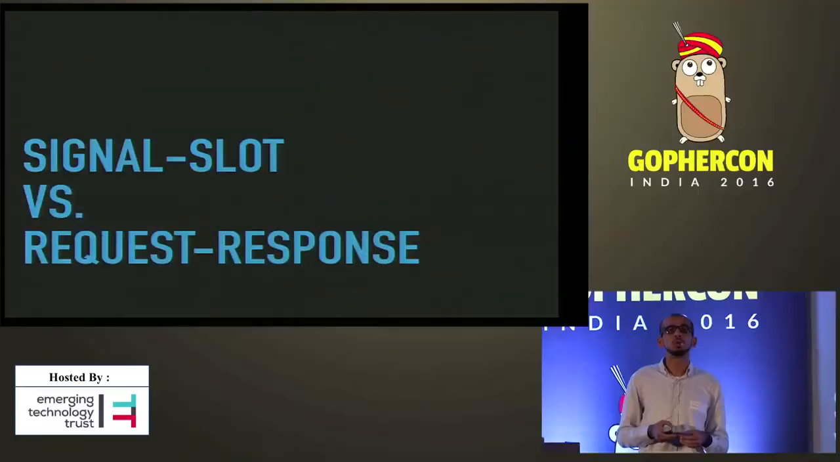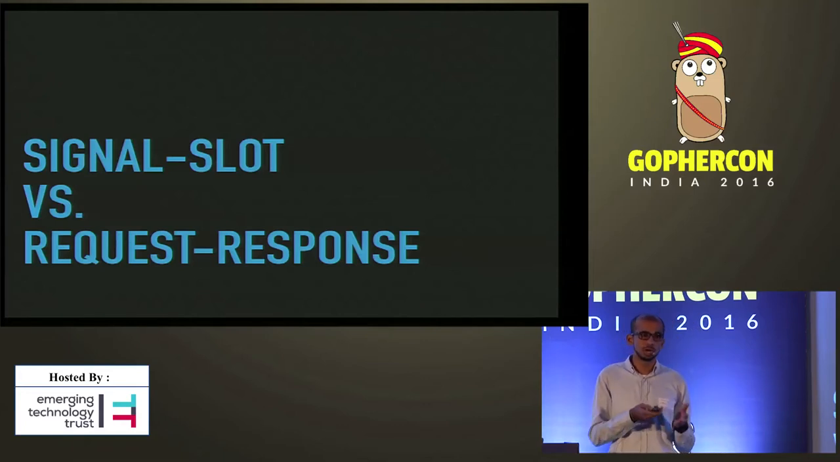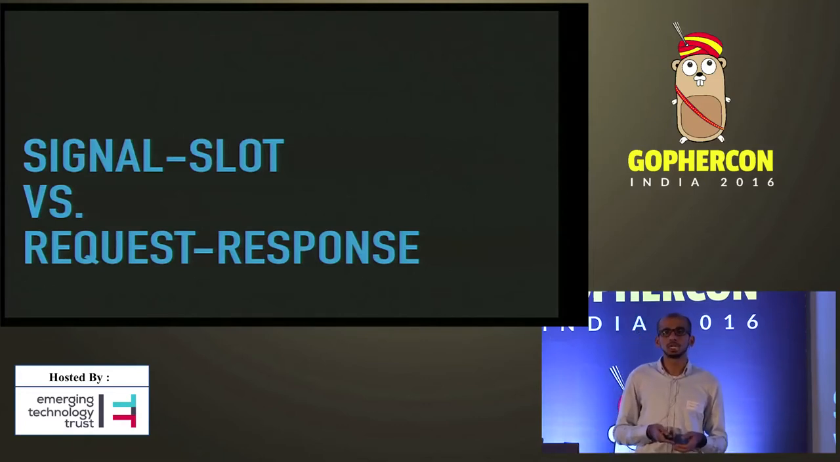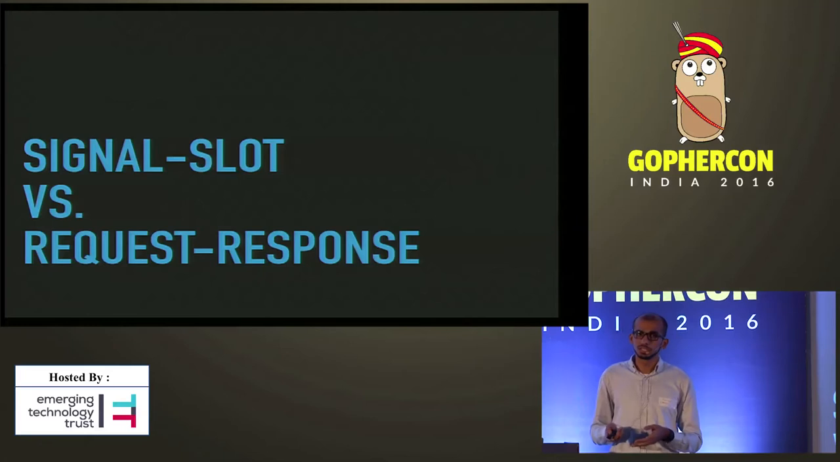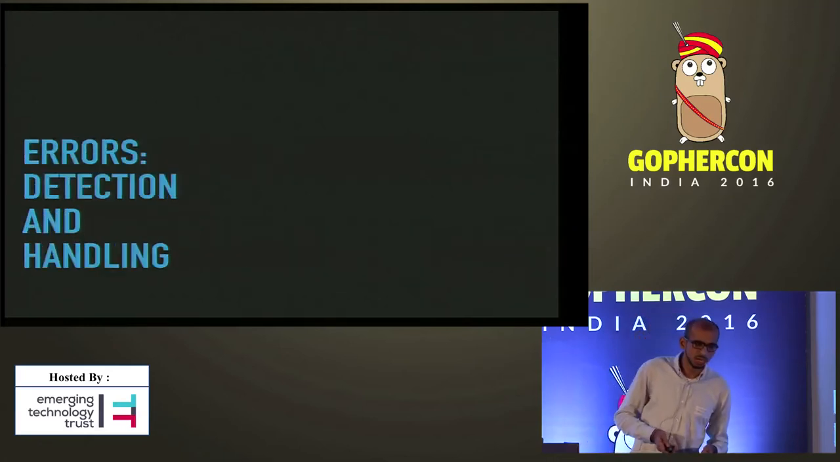A typical question is, when do we use signal slot versus request response? Well, this is heavily discussed, and I think pretty much what we concluded was, based on who is responsible for the error is the deciding factor of what you use. So if the caller is responsible for handling the error, you would use request response. Whereas if the service is responsible for processing the error and going ahead with it, you would use signal slots.